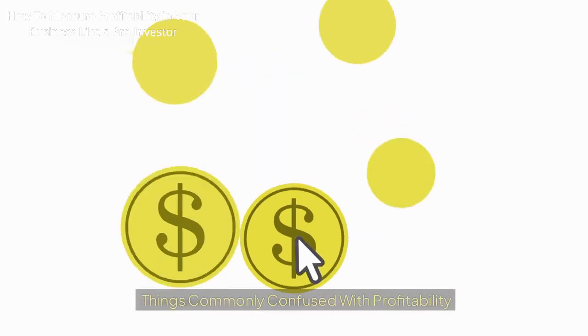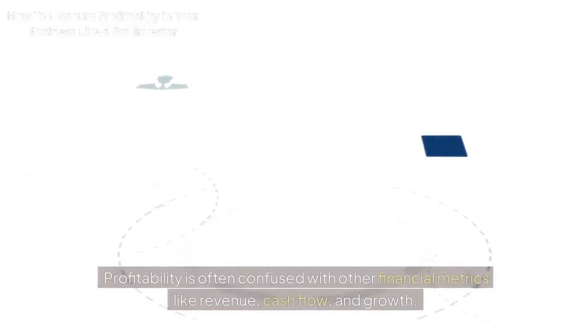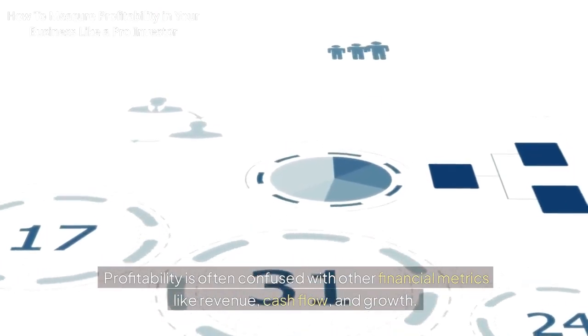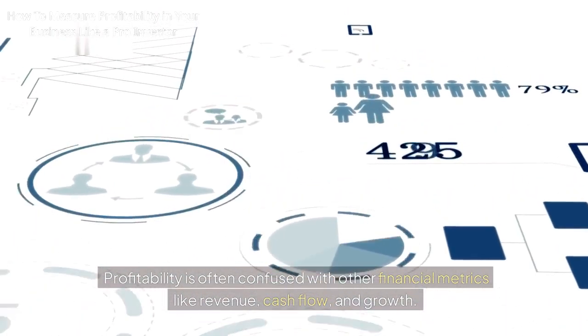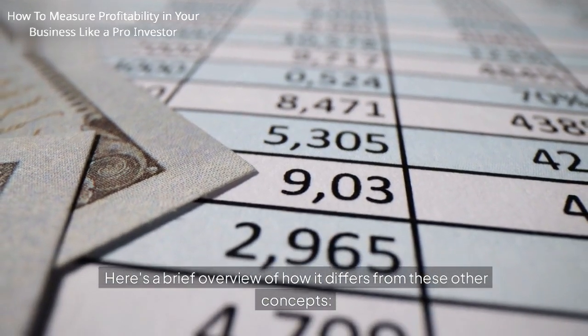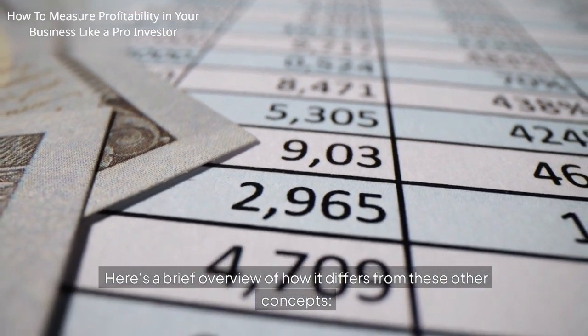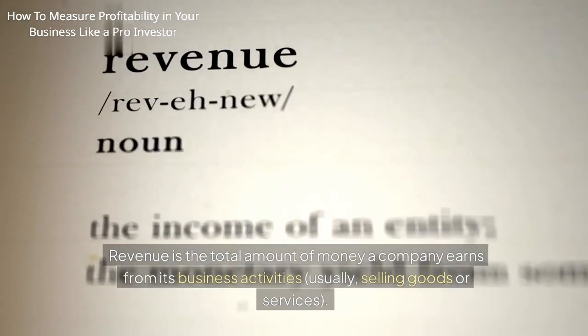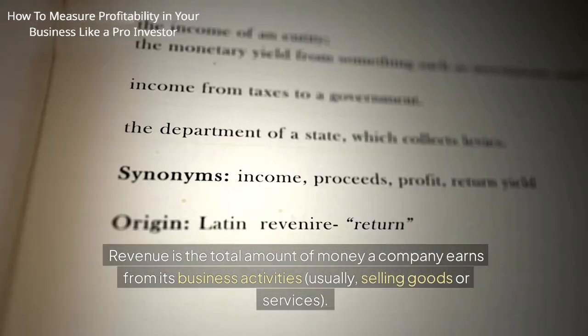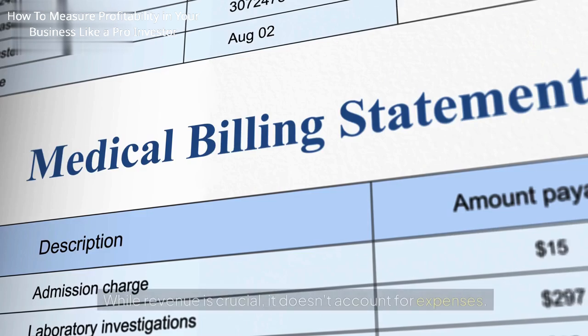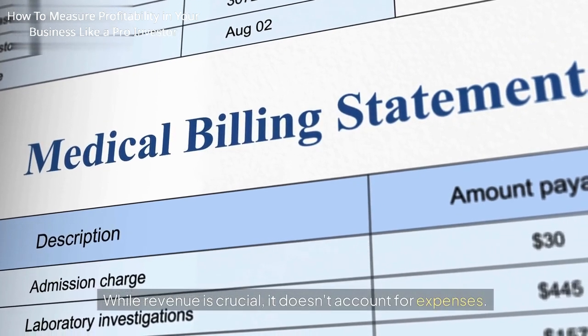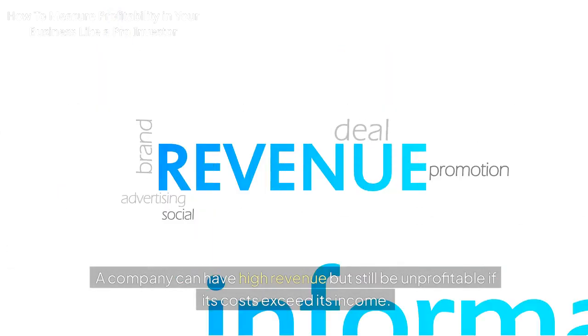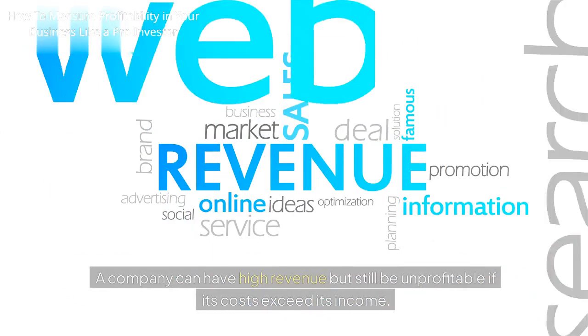Things commonly confused with profitability. Profitability is often confused with other financial metrics like revenue, cash flow, and growth. Here's a brief overview of how it differs from these other concepts. Revenue. Revenue is the total amount of money a company earns from its business activities, usually selling goods or services. While revenue is crucial, it doesn't account for expenses. A company can have high revenue but still be unprofitable if its costs exceed its income.